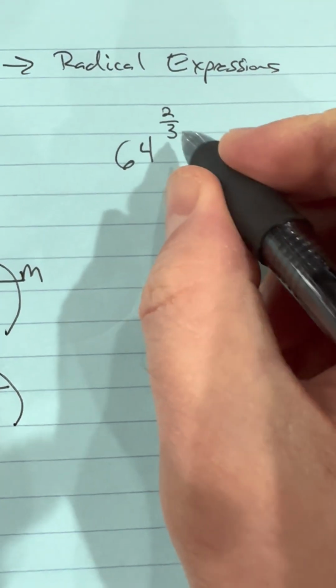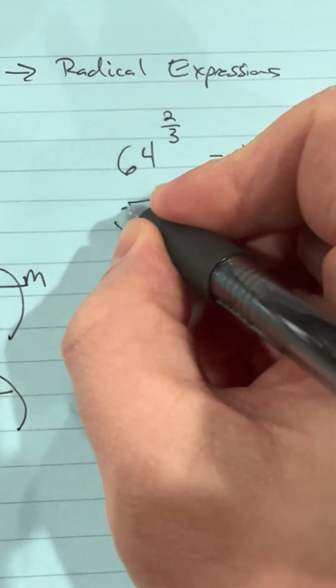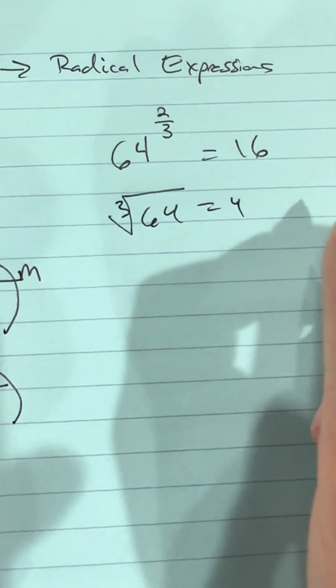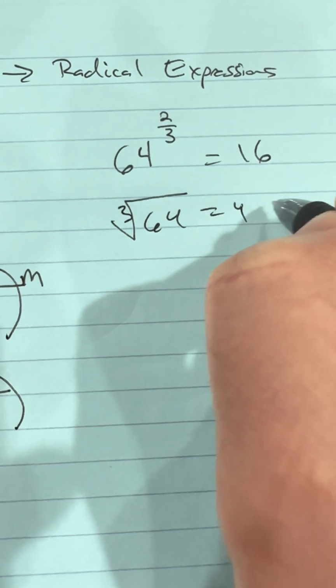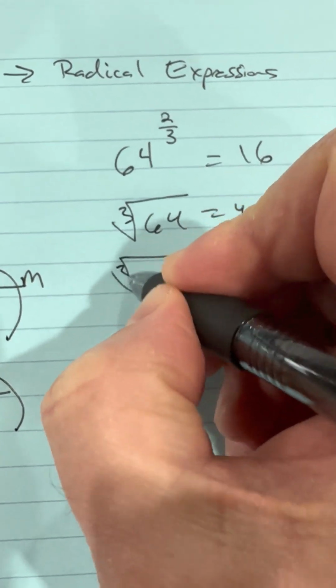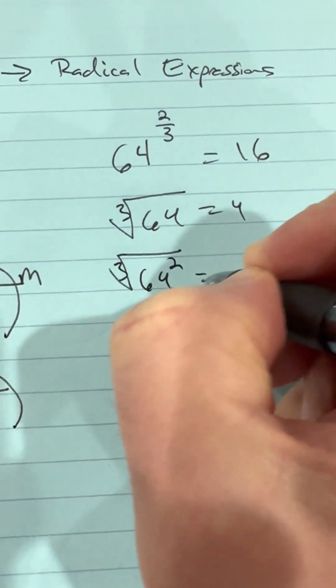Because the cube root of 64 is 4, right? So the cube root of 64 is 4. But I want it twice, meaning 4 times 4. So the 3rd root of 64 squared is 16.